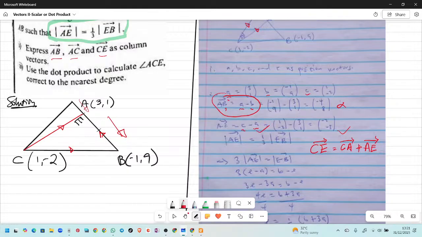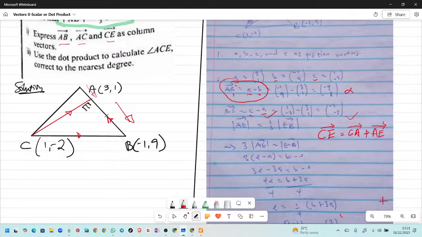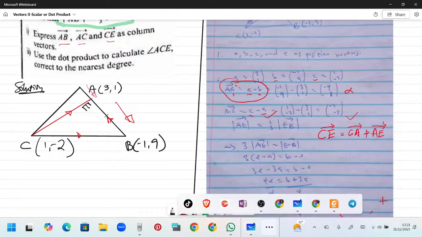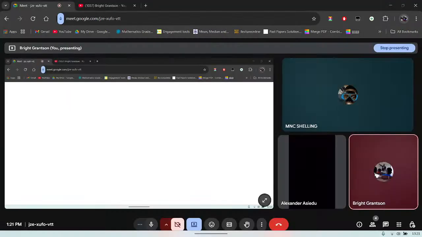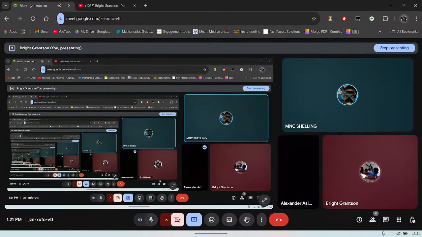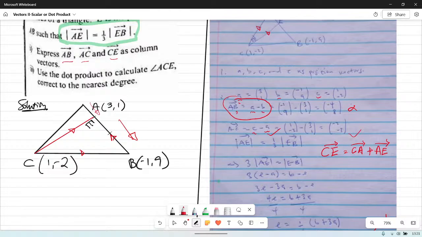Look at how I'm solving it. Look at how I'm solving it. Take a cue. The other boy, are you taking notes? Alexander, I hope you're also taking notes of what we are doing. We'll do more of the examples.